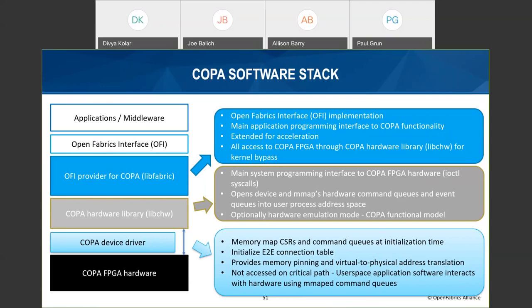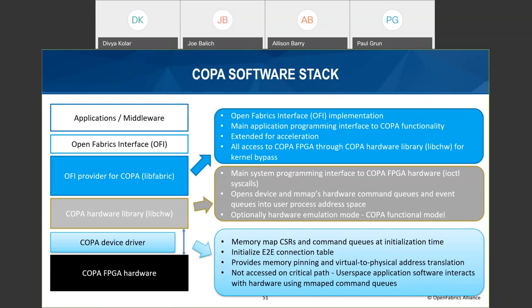We have done some measurements that I'm not showing in this presentation, where the difference between the COPA hardware library and the OFI provider for COPA is a bit of a difference, but it is not significant. So pretty much we are able to capture most of the performance at the OFI layer itself.